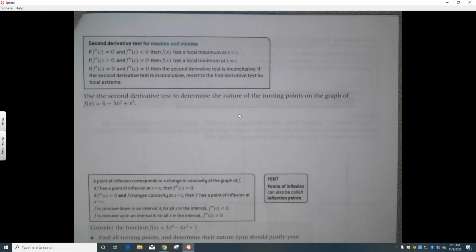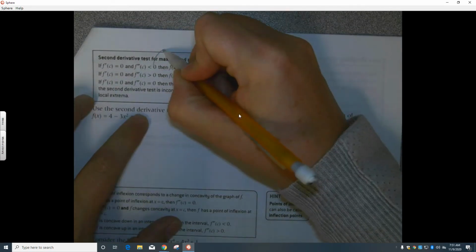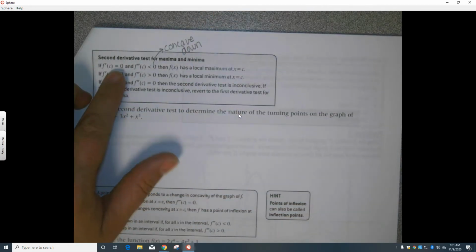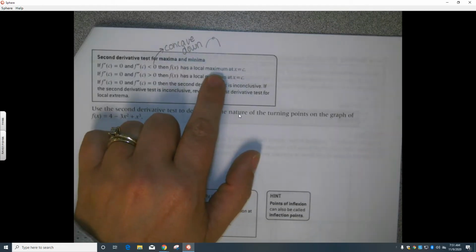So the second derivative test for maxima and minima states that if the first derivative equals 0 and the second derivative is negative, what we learned in that last activity is that if the second derivative is less than 0, it means our function is concave down. And if the derivative is 0, it means we have a potential max or min there. So if we have a function that's concave down and we know there's a max or min there, then we know that that particular one is a maximum.